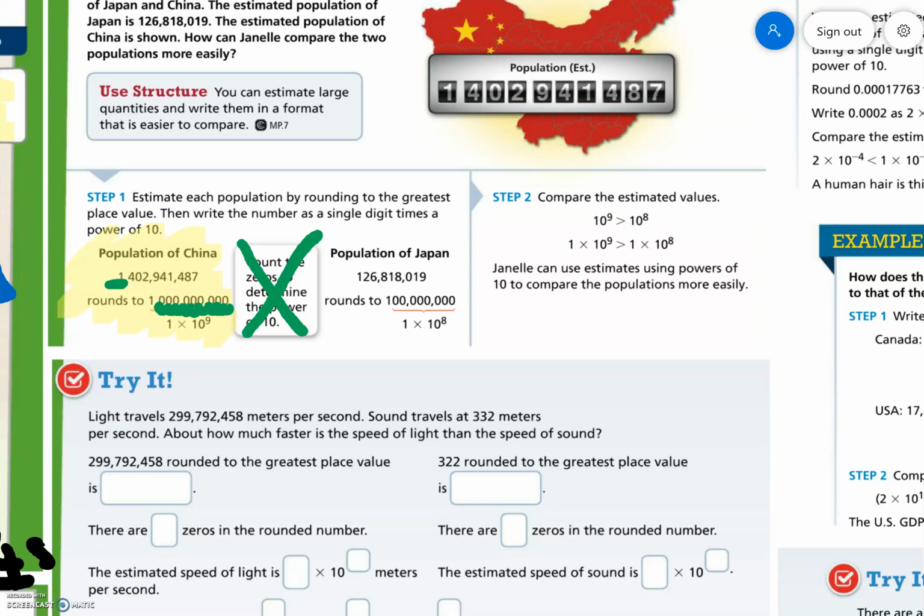Now the population of Japan, the farthest number left is 1. We look to the next number, it's a 2, so we're going to keep it a 1. And again, fill the rest with zeros. Do not count the zeros, count the places. 1, 2, 3, 4, 5, 6, 7, 8. So we have a 1 times 10 to the 9th compared to 1 times 10 to the 8th. Well, obviously China is bigger because it has 1 more power of 10.